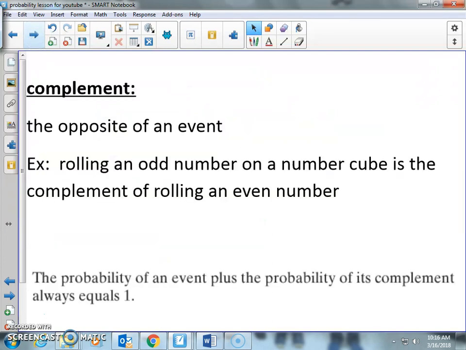Now, the complement. This isn't a complement like, hey, I like your shoes. Complement is the opposite of an event. And the example I have there, rolling an odd number on a number cube, or on a die, is the complement of rolling an even.